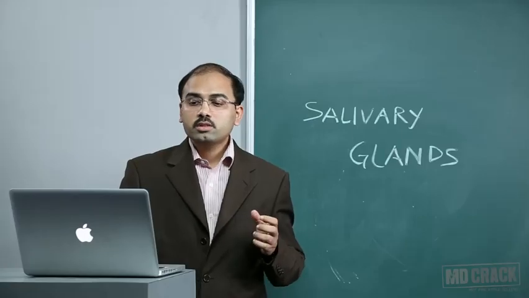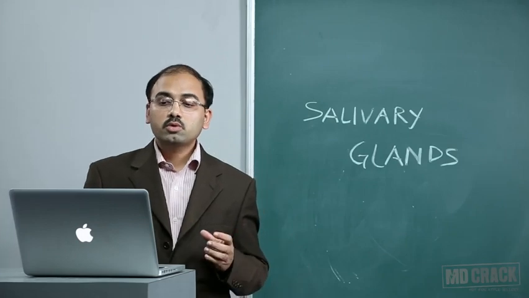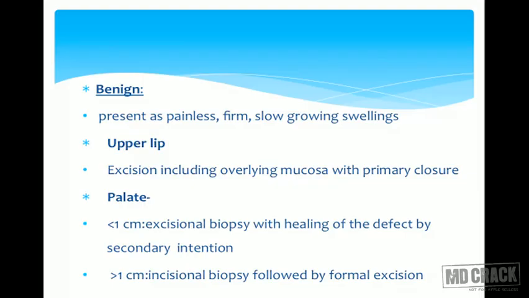Benign ones present as painless, firm, slow-growing swellings. When they involve the upper lip, the treatment involves excision including overlying mucosa with primary closure. But when they involve the palate and are less than 1 cm in size, excisional biopsy with healing of the defect by secondary intention is followed. But when they are more than 1 cm in size, incisional biopsy is followed by formal excision.